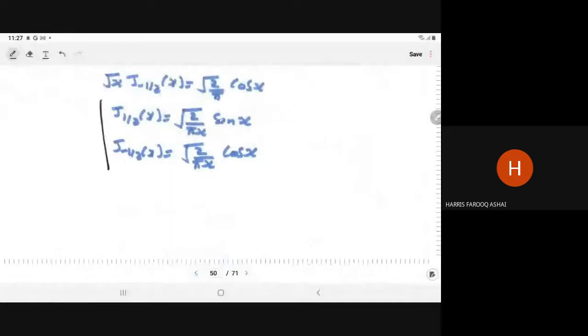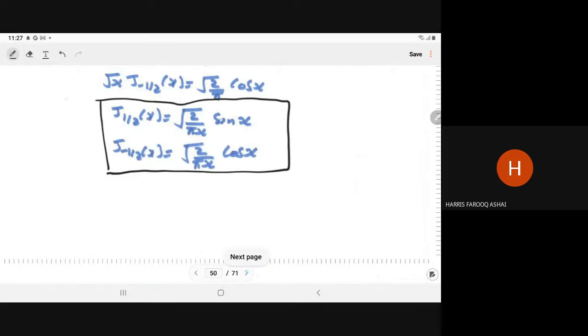J half is equal to root 2 upon pi x sin x. J of minus half is equal to root 2 upon pi x cos x. Clear? Harish, over? Yes, I got it.